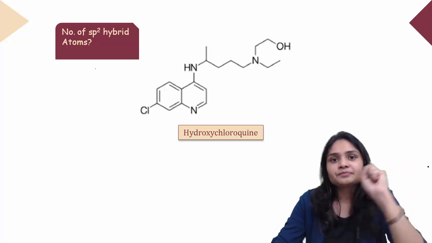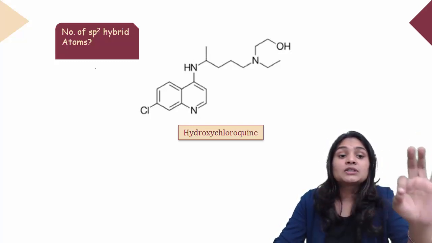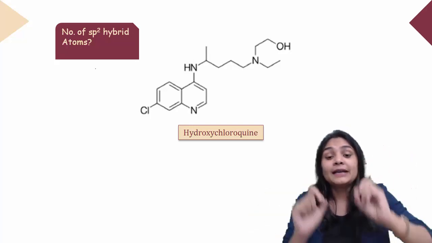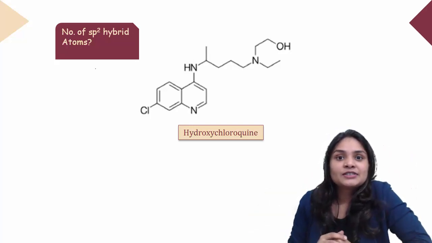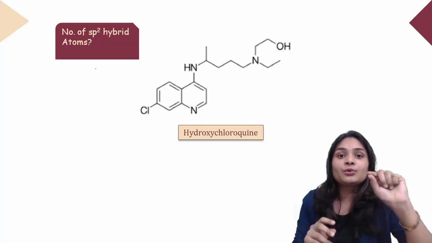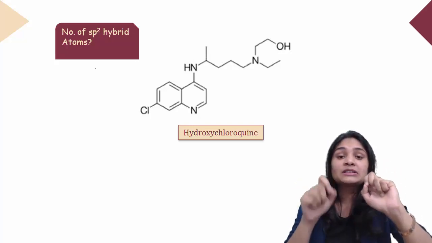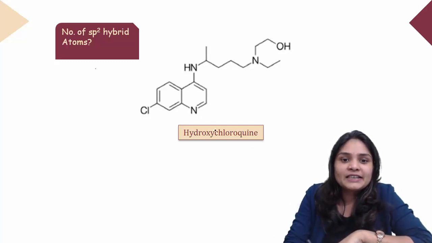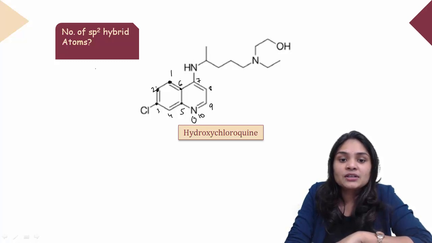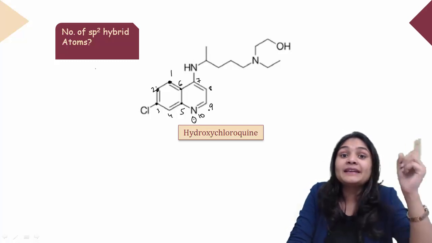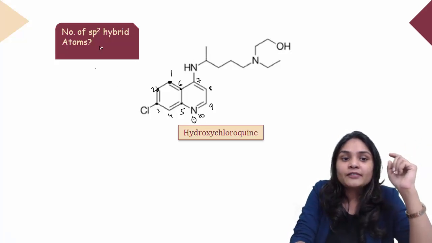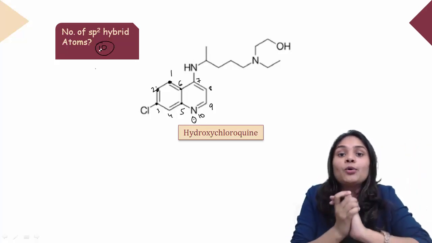So the first question that can be asked on this topic is, what is the number of sp2 hybrid carbons that are present in this molecule? So check it guys, what your answer will be if you are asked the number of sp2 hybrid carbon atoms in this compound. So you can see that this is sp2 hybrid: 1, 2, 3, 4, 5, 6, 7, 8, 9, 10. Even this nitrogen is sp2 hybrid. Remember pyridine. Okay, so in all we have 10 atoms that are sp2 hybrid.